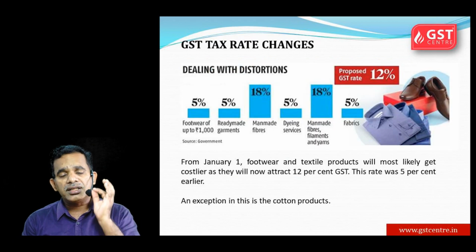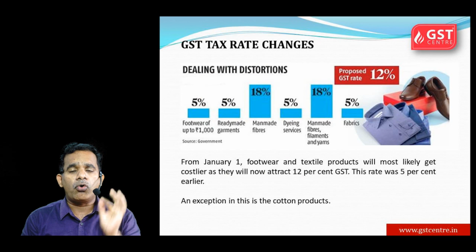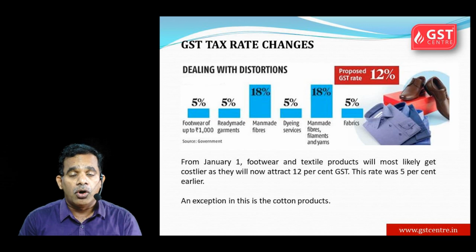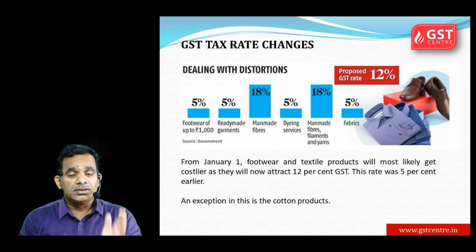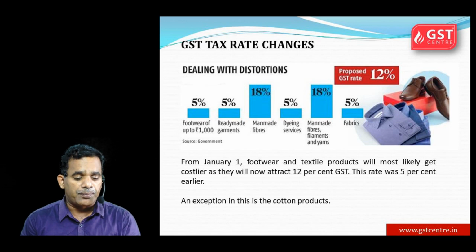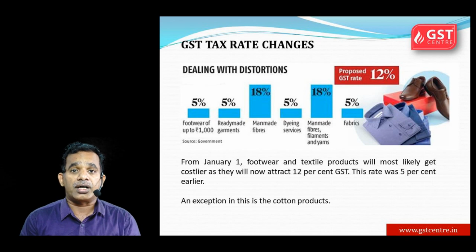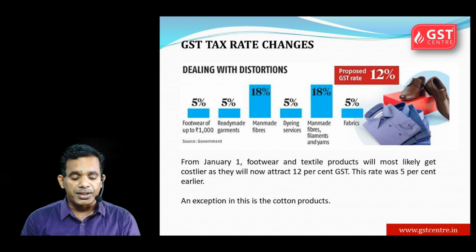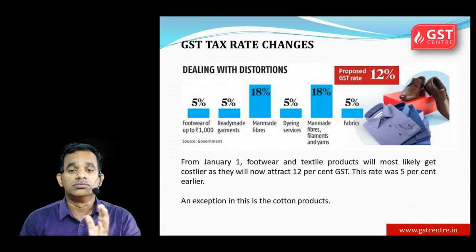Then another important point is you should always keep updated with the changes in tax rates. Suppose you are working in an accounts or tax department, or as a tax practitioner or in a chartered accountant firm, then you need to understand which are the latest changes. For example, from January 1st, 2022, footwear and textile products were changed to a higher rate, from 5% to 12%. And there is an exemption only for cotton products. Such changes you should note down.